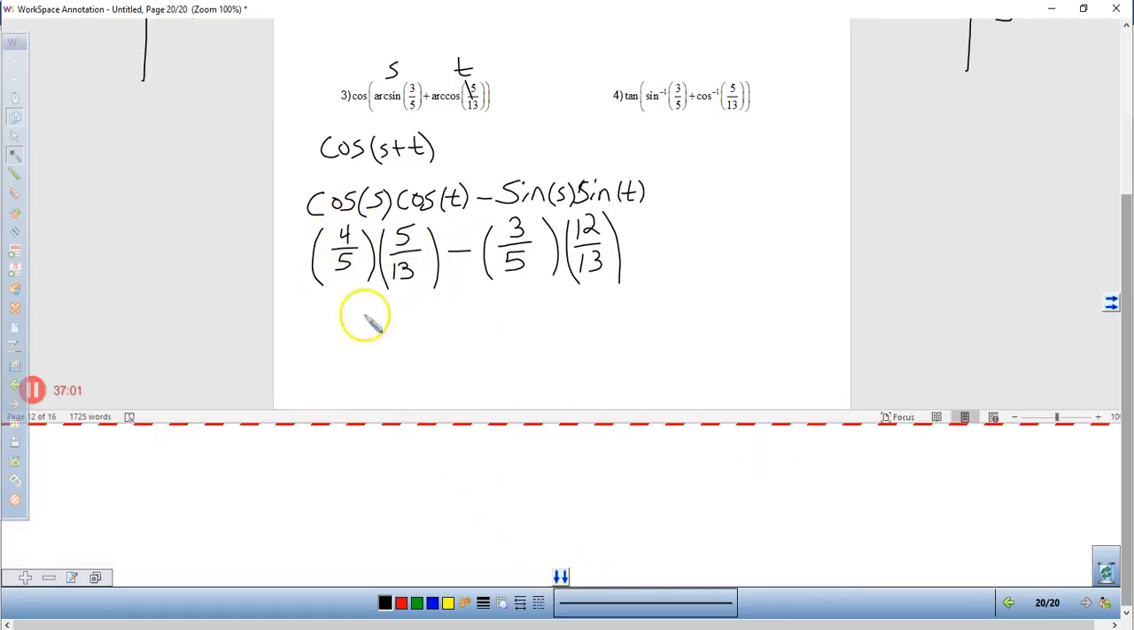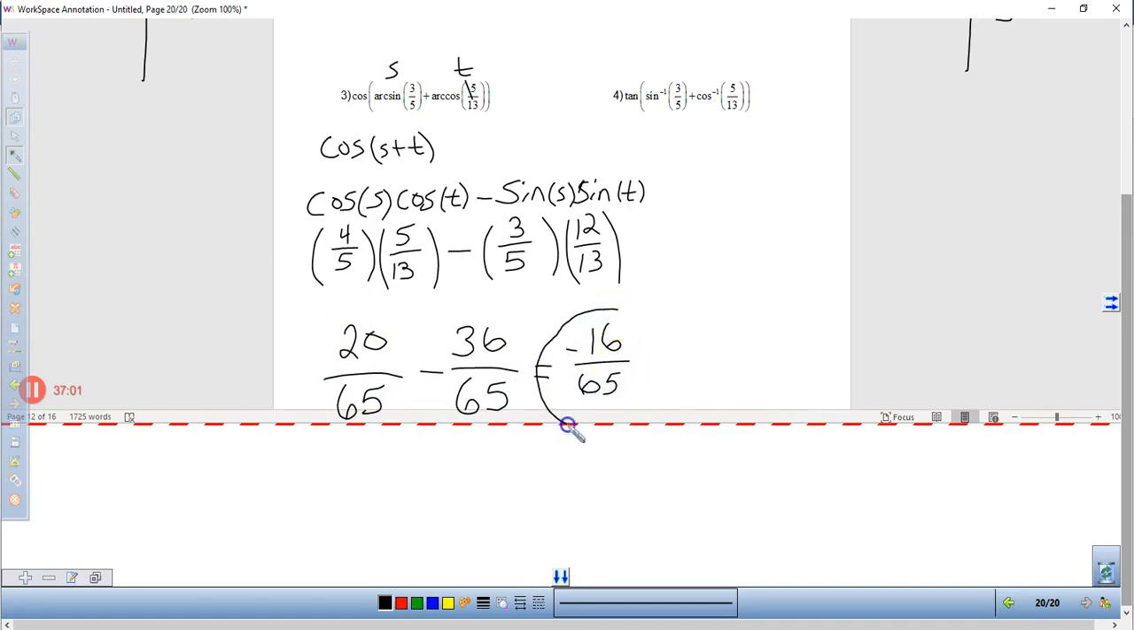Okay, now we just multiply. 4 times 5 is 20. 5 times 13 is 65. Subtract. 3 times 12 is 36. 5 times 13 again is 65. Perform the subtraction, I get negative 16/65. So see, not a hard question. Took us a little less than 2 minutes to do the question. Just have to set out your graphs first and then do your sum formula.